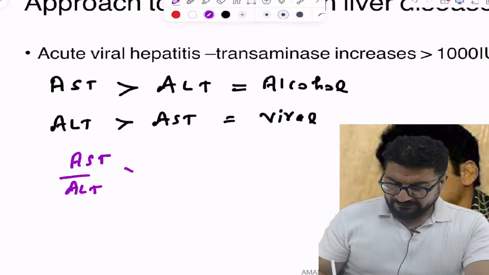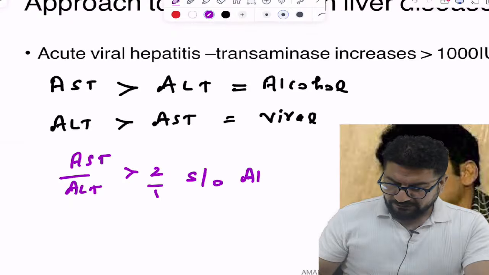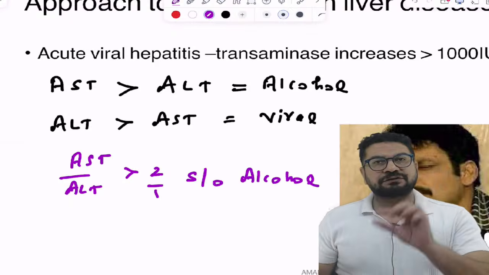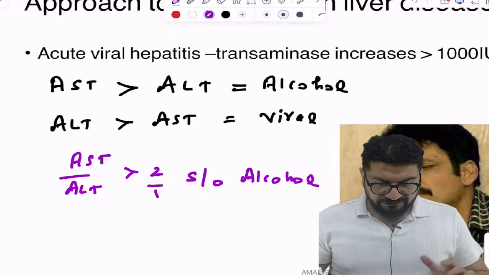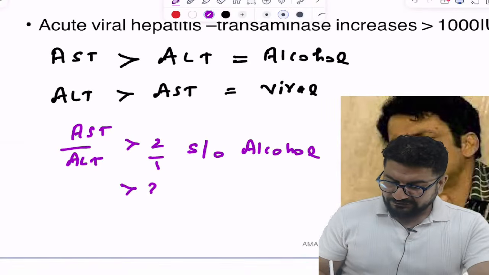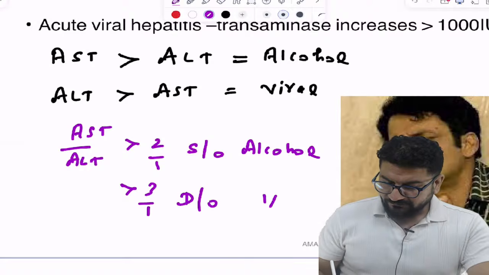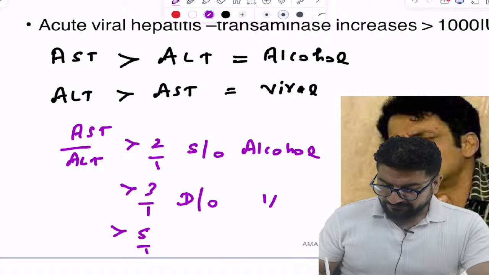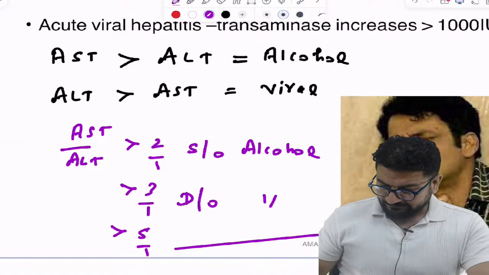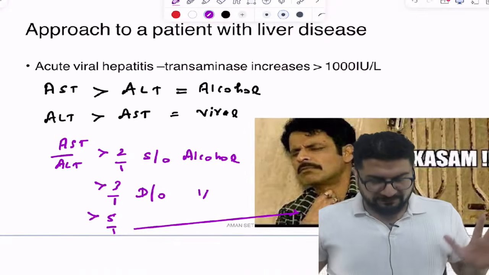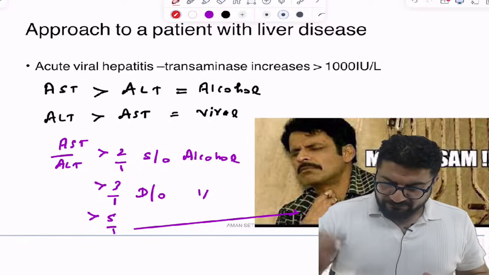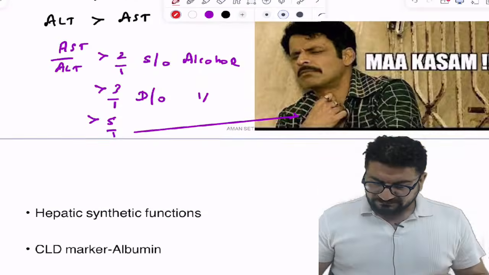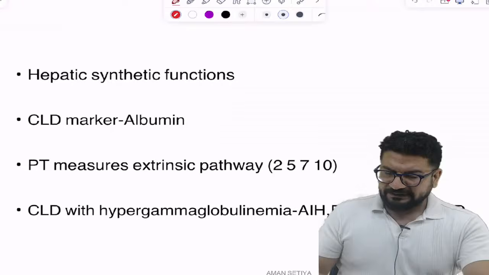So AST-ALT ratio, if it is more than 2:1, this is suggestive of alcohol-induced liver damage. तो normal value दोनों की 40 तक होती है, up to 40 is normal. When this value is more than 3:1, this is definitive of alcohol, and when value is more than 5:1, तो मार्क कसम it is due to alcohol. Very very important. So what is important? AST-ALT ratio.